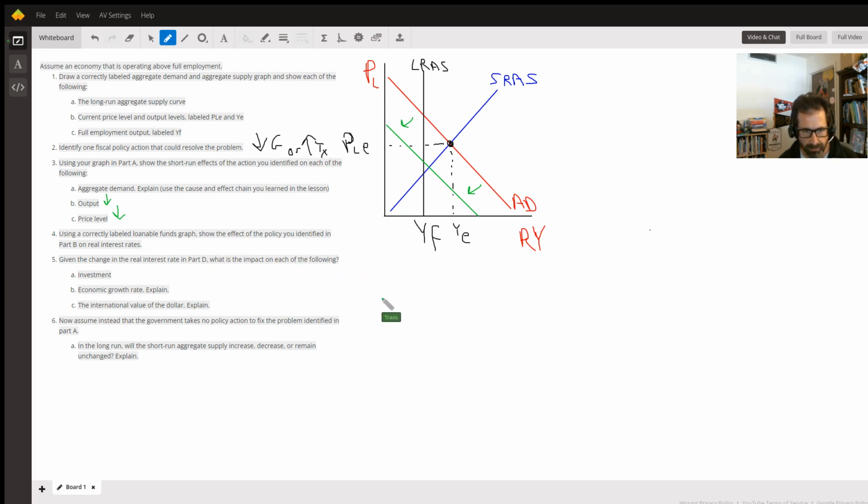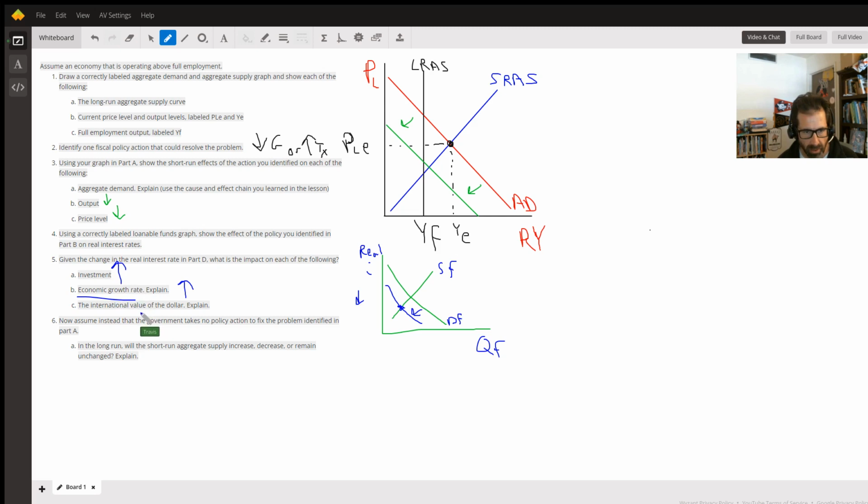Loanable funds market. Okay, so this is our loanable funds market. We're going to decrease the demand for loanable funds this way. So this is real interest rate. And this is the quantity of funds, supply of funds, demand for funds. So we decrease that. We end up with a lower real interest rate. So investment's going to rise because now it's cheaper to borrow. Economic growth rate is going to increase because some of that investment is going to be on capital goods.